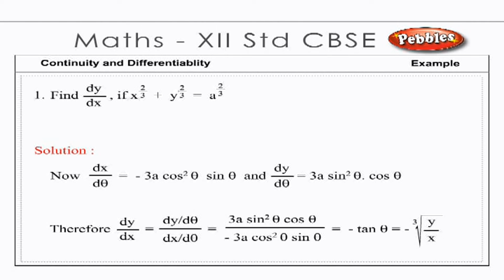Now, dx/dθ = -3a cos²θ sinθ, and dy/dθ = 3a sin²θ cosθ. Therefore, dy/dx = (dy/dθ)/(dx/dθ) = 3a sin²θ cosθ / (-3a cos²θ sinθ) = -tanθ = -(y/x)^(1/3).